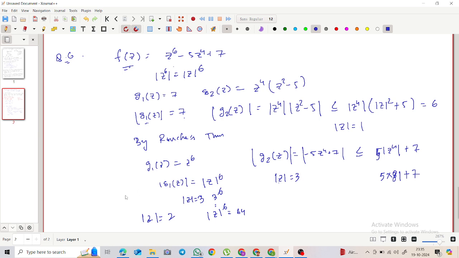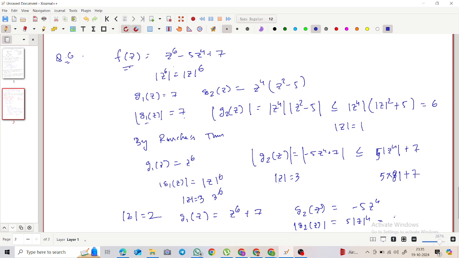Okay, yeah, think. Yeah, this is good. I think this is good. Okay, so you can take for mod z equals 2, take g1z to be this and g2z to be minus 5z to the power 4. So what is modulus of g2z? That is 5 modulus z to the power 4, that is 80.